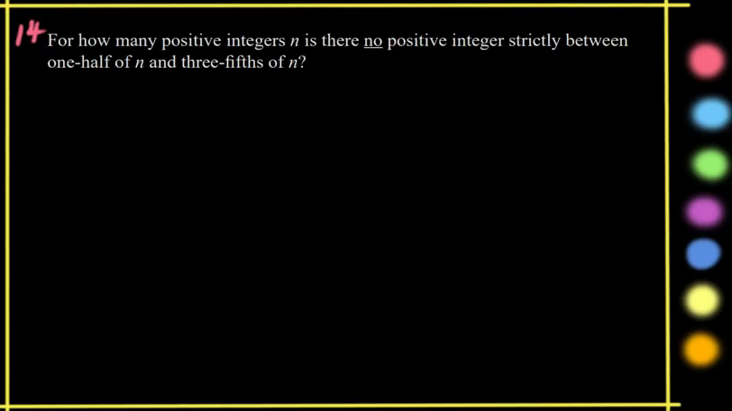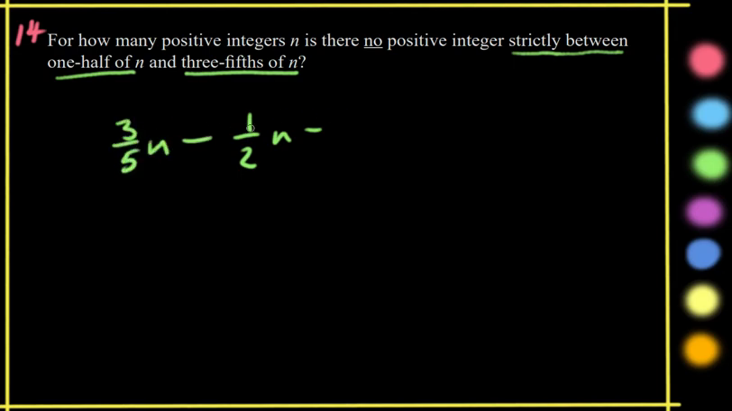All right. Kenton, number 14. Okay, so this one says, for how many positive integers n is there no positive integer strictly between 1/2 of n and 3/5 of n? So a nice way to deal with this problem is to put an upper bound on n. So the way you can do this is if 3/5 of n minus 1/2 of n is greater than 1, then you already know that there's going to be at least one positive integer strictly between 1/2 n and 3/5 n.